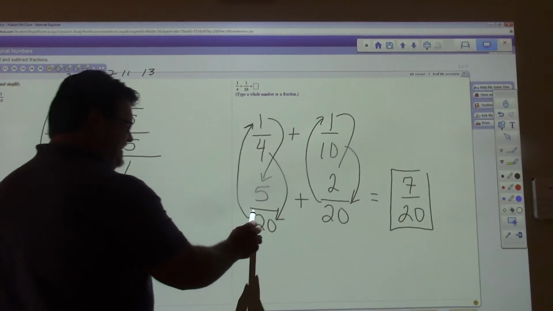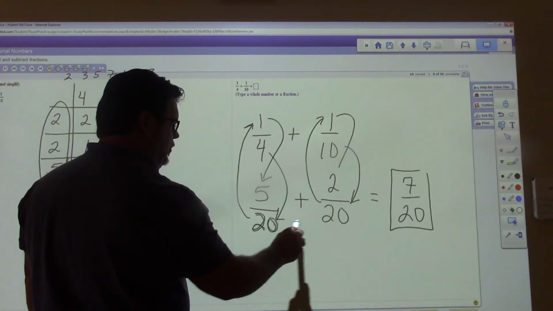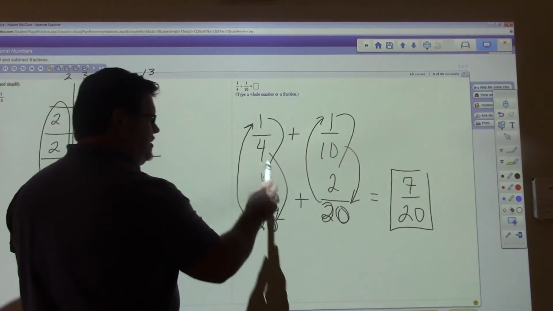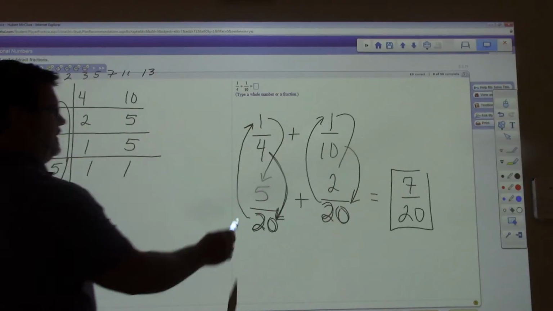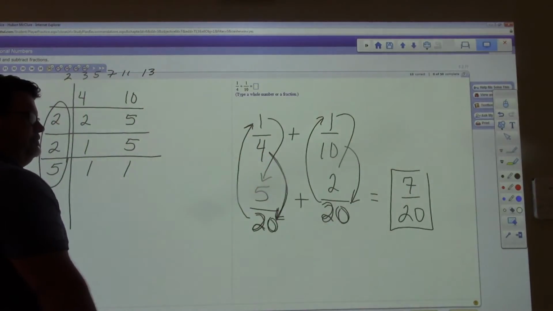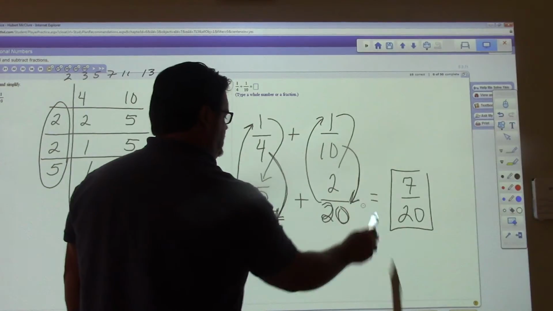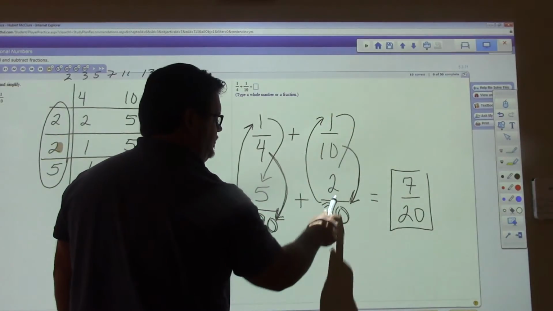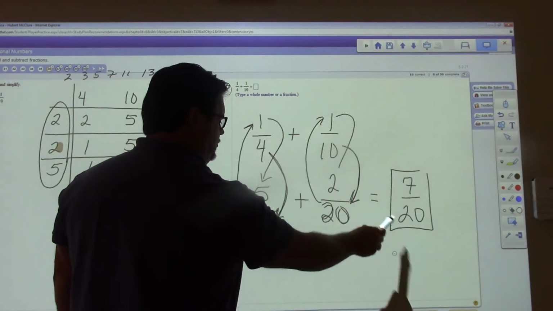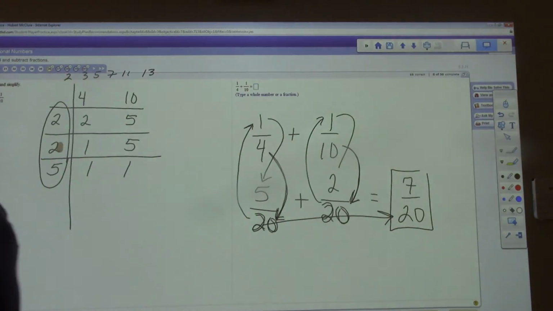You take the 20. Here's the 20. That's our common denominator. And you've got to convert. 4 will go into 20 5 times. 5 times 1 is 5. 10 will go into 20 how many times? 2 times. 2 times 1 is 2. 5 plus 2 is 7. And bring the 20 over. And it can't be reduced, so it stays that way. That's it. And that's the way, if you pick the correct common denominator, the lowest common denominator, you don't have to reduce, because it's already in reduced form.